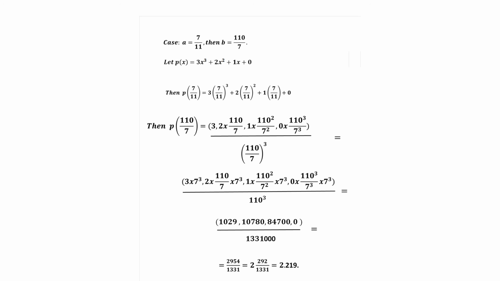2954000 divided by 1331000. The zeros cancel. And when you divide 1331 into 2954, it goes in 2 times. You got a remainder of 292 over 1331 into 3 decimal places. What we have as an answer is 2.219.